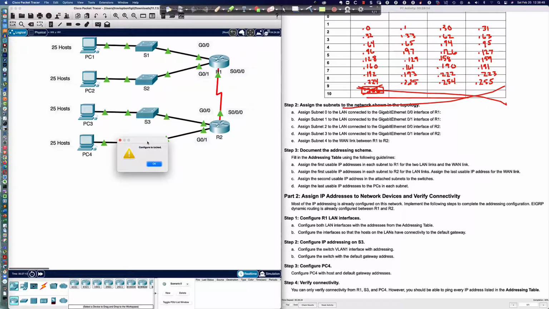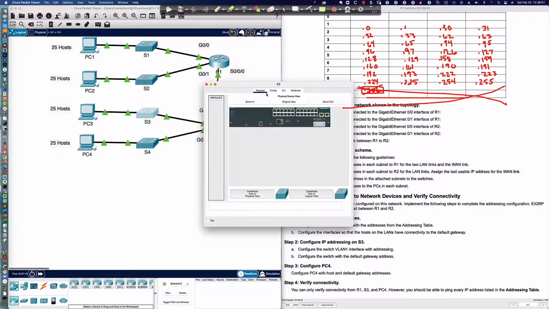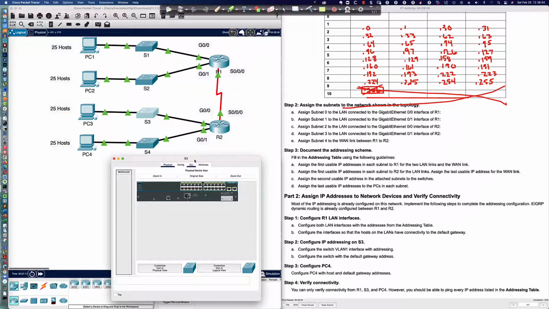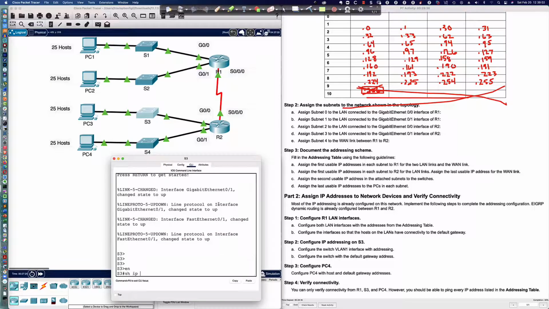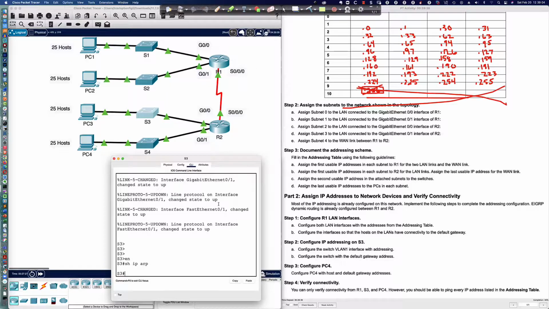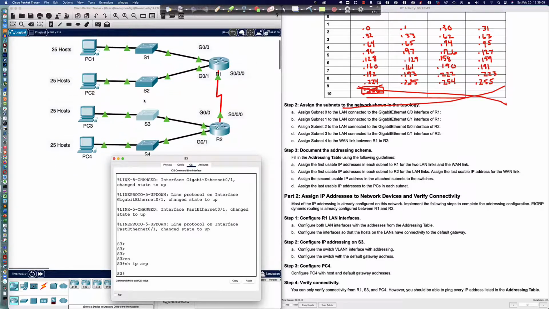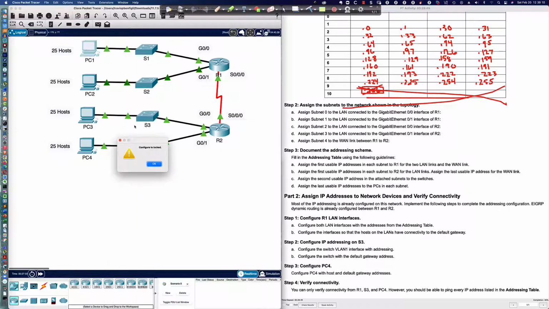Okay, well let's... Okay, so the switch is locked. All right, well the switch is unlocked. Well, there's no IP address on that interface, so... Let's show IP ARP. Let's see what it sees. What about... yeah, so we've tried to SSH in, we've tried to Telnet in. Config is locked on all the PCs, and the config is locked. You should be able to ping every IP address listed in the addressing table.